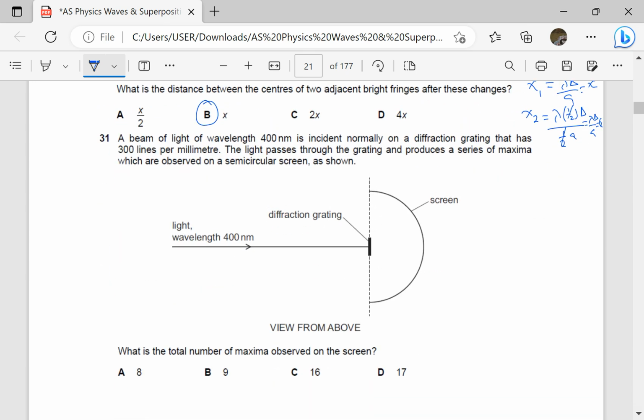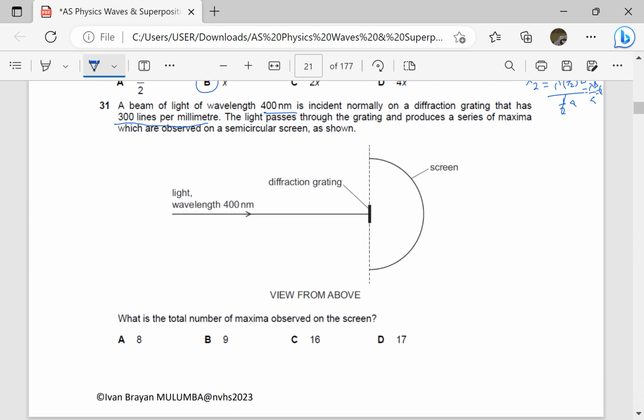A beam of light of wavelength 400 nanometers is incident normally on a diffraction grating that has 300 lines per millimeter. The light passes through the grating and produces a series of maxima which are observed on a semicircular screen as shown here. What is the total number of maxima observed on the screen?